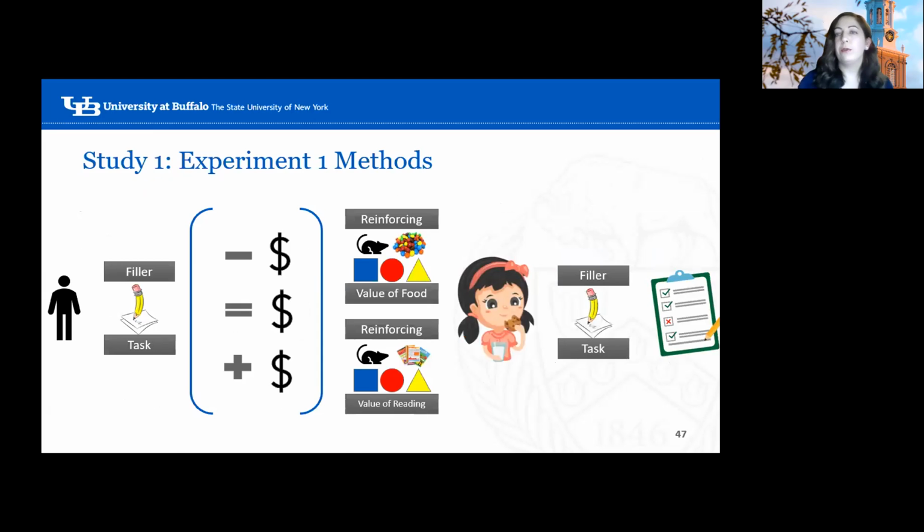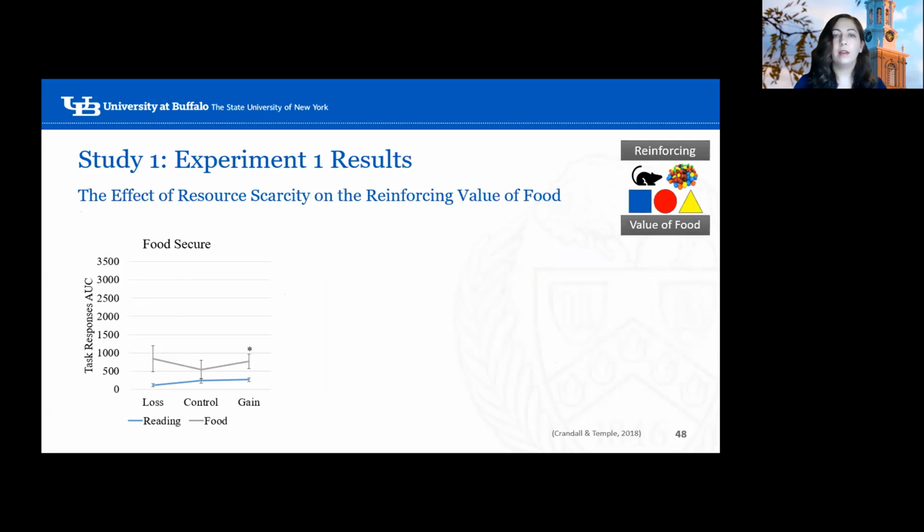Again, here are the procedures from this study. They came in, once again, 2 hours fasted, completed a filler task, and then did the manipulated Iowa gambling task, whichever condition they had that day, order counterbalanced. They completed the reinforcing value task, ate the food, and took home any leftovers, another filler task, and then surveys.